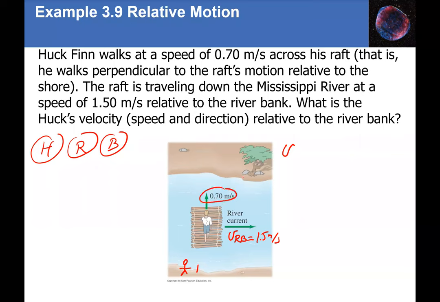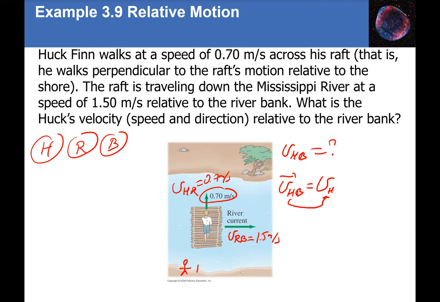And then this velocity here is the velocity of Huck relative to the raft, which is 0.7 meters per second. Then what is the velocity of Huck relative to the bank? That's the question. Here's the equation: the velocity of Huck relative to the bank equals the velocity of Huck relative to the third one, which is the raft, plus the velocity of the raft relative to the bank. So that's my equation.